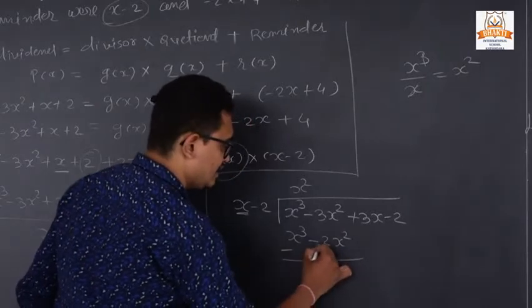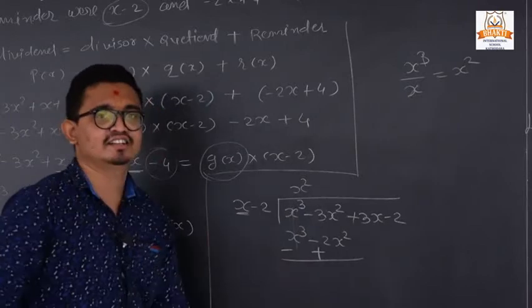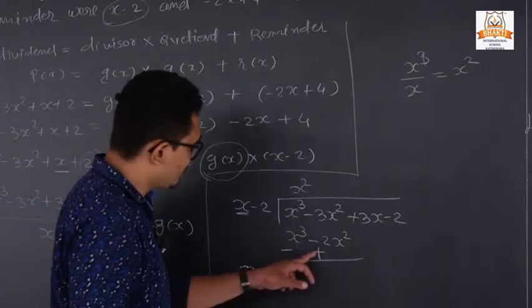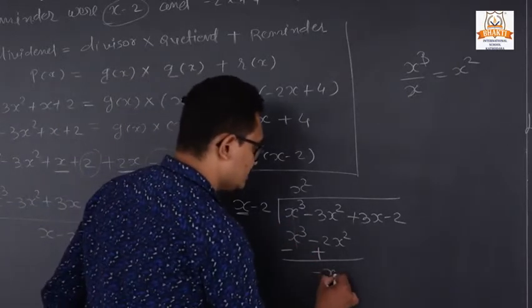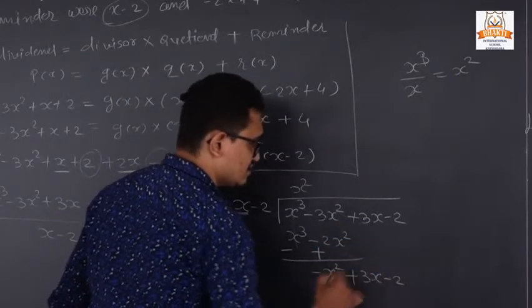Now the sign will change, so these both are cut. Now plus, minus, minus. So minus x square plus 3x and minus 2.